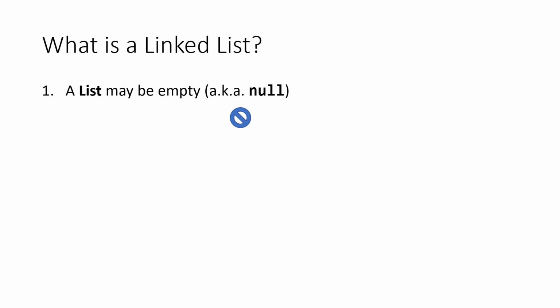So a list might be empty. The empty list is just null. And we'll see that in our programming language, we'll use the keyword null to represent this. And in diagrams, we might use the circle with a slash through it to indicate there's nothing here. This is an empty list, it's null.